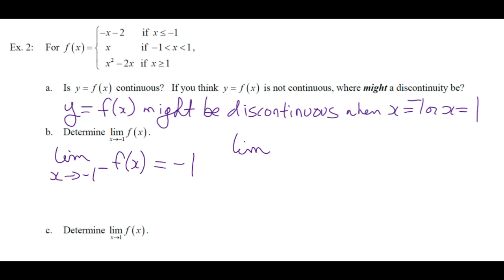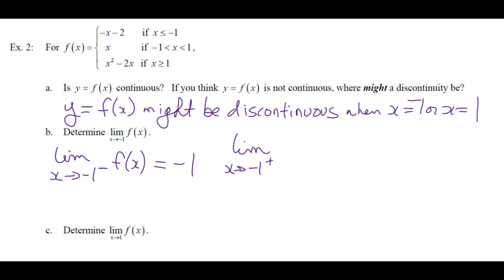Okay, and now let's look at the limit as x approaches negative 1 from above. So which of these three are we looking at now? So first, middle, first, second, or third? So I want x approaching negative 1 from above. So we got to go into the second one, right? Okay, can we put a negative 1 in here? Yeah, okay, so what is it equal to?